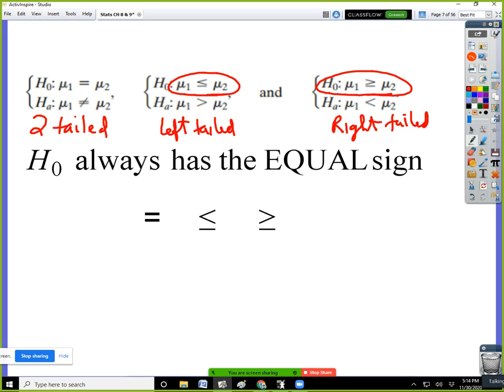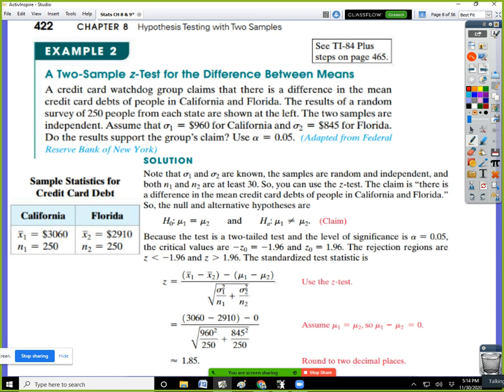You with me? Okay. So here's an example. Two samples Z-test for the difference between means. A credit card watchdog group claims there's a difference in the mean credit card debts of people in California and Florida. The results of a random survey of 250 people from each state are shown on the left. That's these guys down here. The two samples are independent. Assume that sigma 1 is $960 for California, and sigma 2 is $845 for Florida. So that's their standard deviation. Do the results support the group's claim? Use alpha equals 0.05.